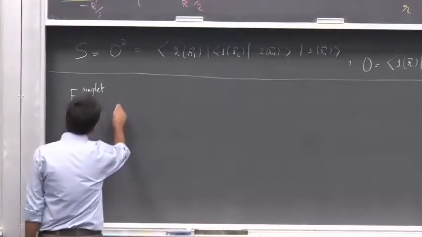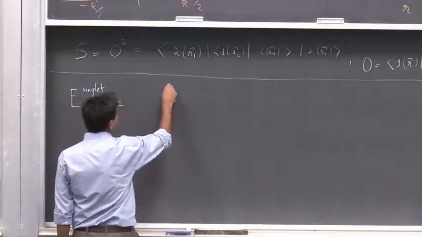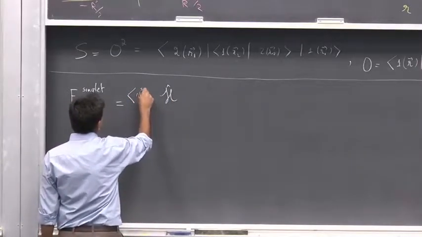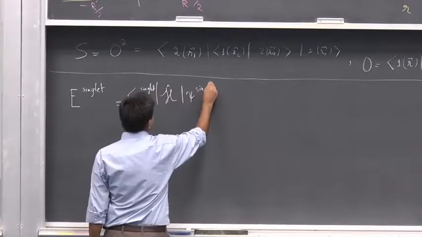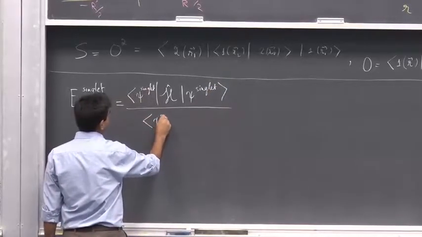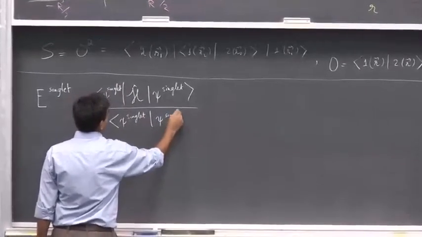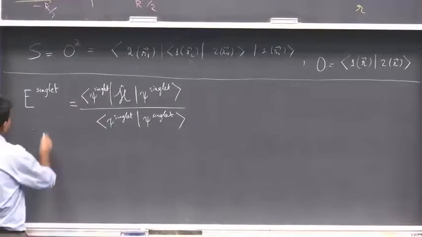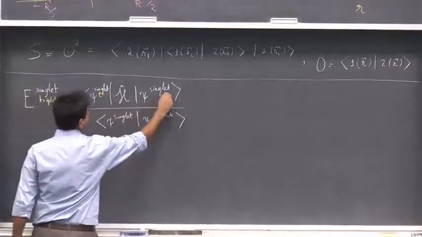So the energy of the singlet state is given by the Hamiltonian for the molecule expectation value of the energy, which is psi singlet, psi singlet, and you need to do some normalization as well. So this is the energy for the singlet state. Likewise, I can have the energy for the triplet state. So this just becomes replaced.